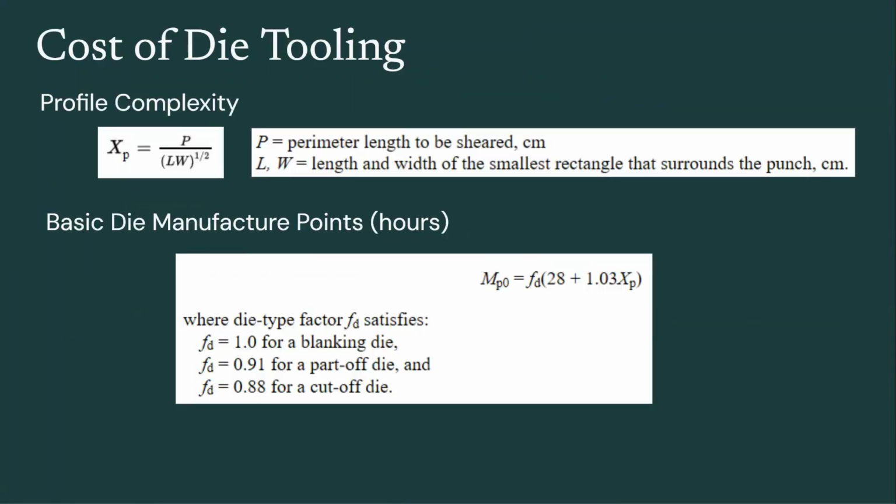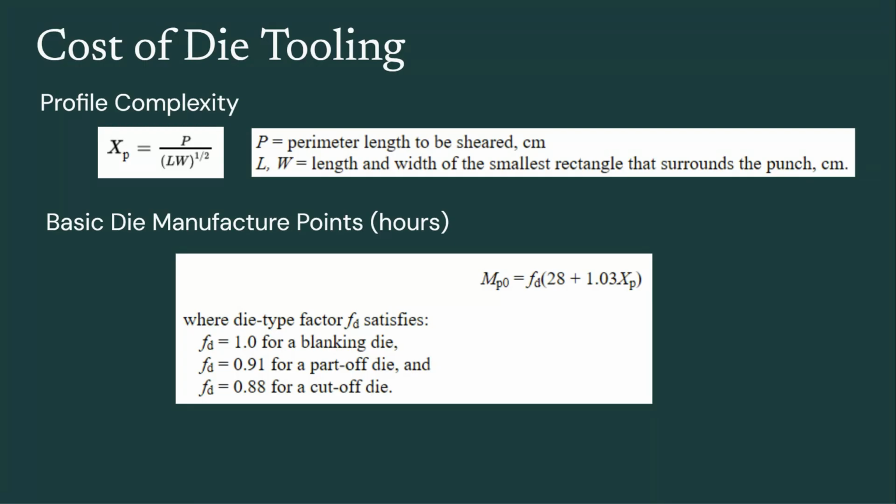Now we're looking at the cost of putting the tooling onto that die. It really depends on the profile complexity. Profile complexity XP really depends on two main factors. The first is the perimeter length to be sheared. So that is, you follow the length of that perimeter. And then the other one is the area of that smallest rectangle that would surround the punch in terms of your length and your width. And it follows the equation shown there.